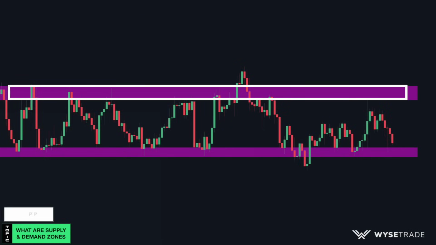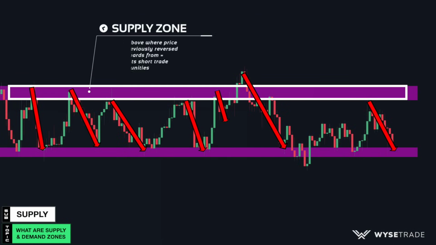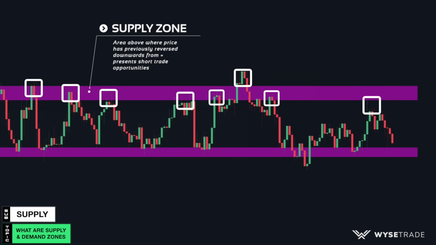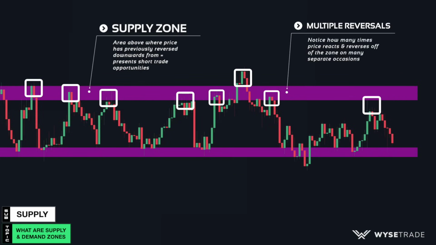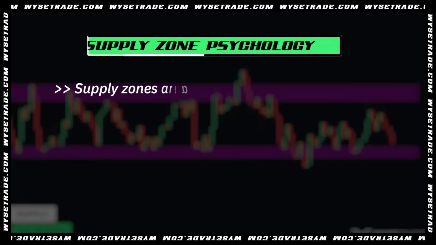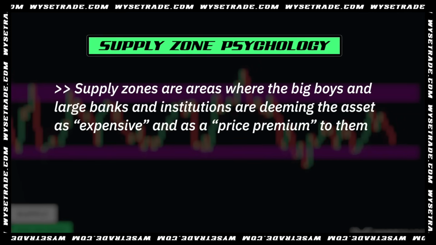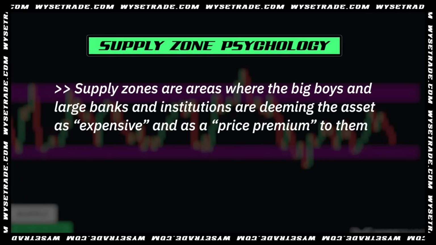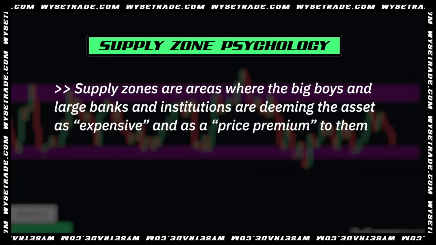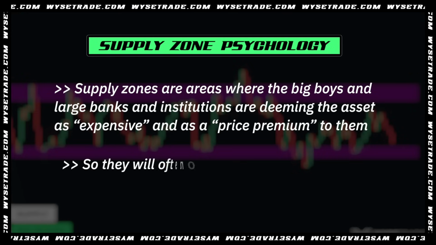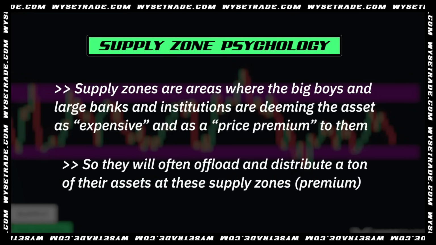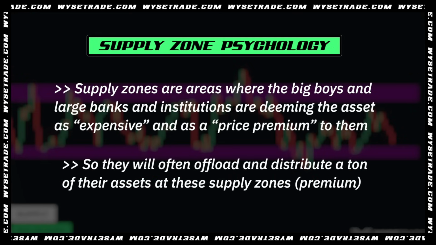Now this zone above, where price reverses downwards off of, is known as a supply zone. Notice how many times price reacts to the supply zone, which shows how important they are to identify. Supply zones are areas where the big boys and large banks and institutions are deeming the asset as expensive and as a price premium, so they will often offload and distribute their assets at these supply zones.